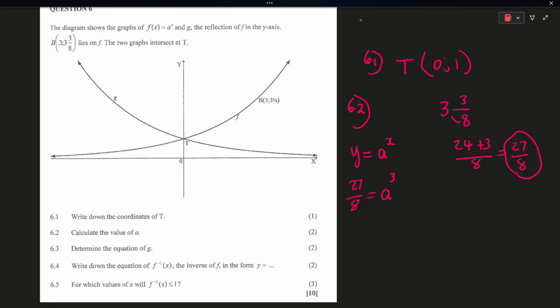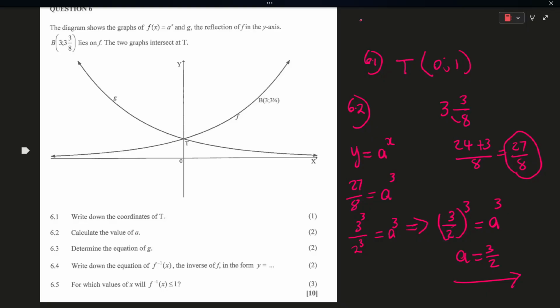Now, how do I change this in order for them to be the same? You can see 27 is 3 to the power of 3, and 8 is 2 to the power of 3, equal to a to the power of 3. So what do you do, learners, when you come to this? Use the laws of exponents. Which means here you will say 3 over 2, all to the power of 3, is equal to a to the power of 3. When the exponents are the same, it means the bases are also the same. That is how you solve this question.